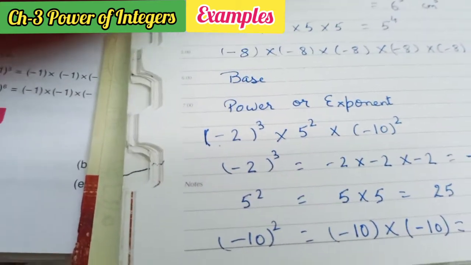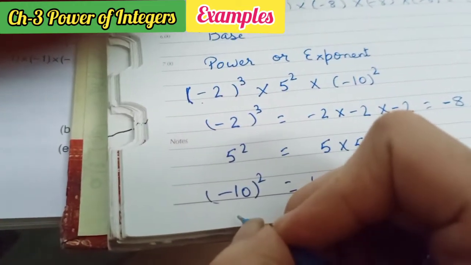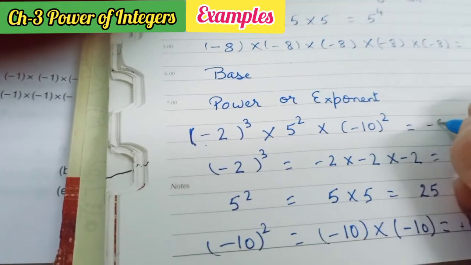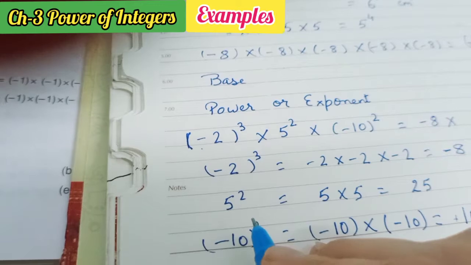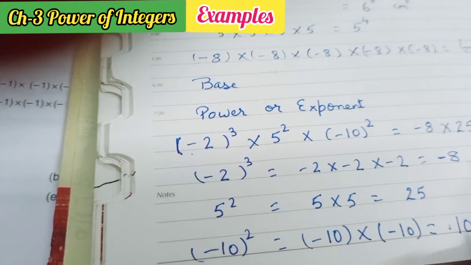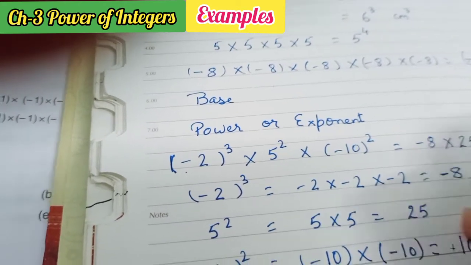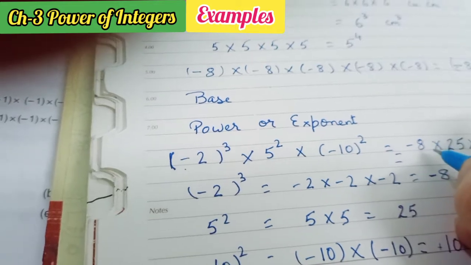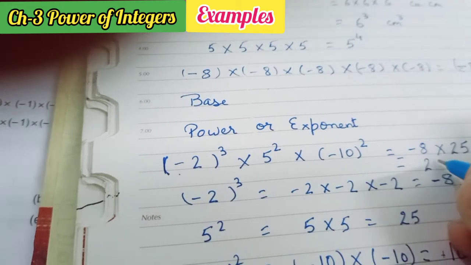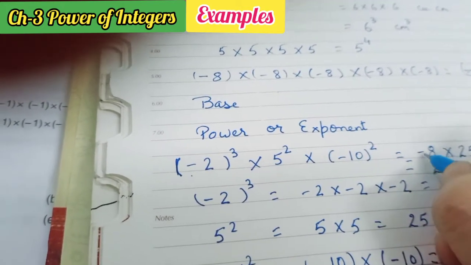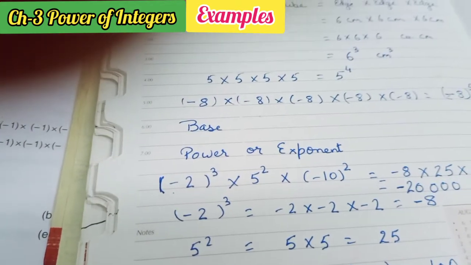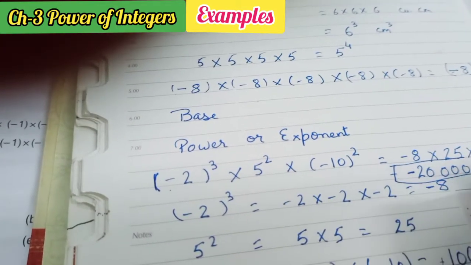Now we get these 3 numbers and we will multiply them. Minus 2 to the power 3 means minus 8. 5 raised to power 2 means 25. Minus 10 raised to power 2 means 100. Now multiply it. 25 8s are 200, and 200 multiplied by 100 is 20,000, and 1 minus sign is there, so prefix the minus sign here. So this will be your answer.